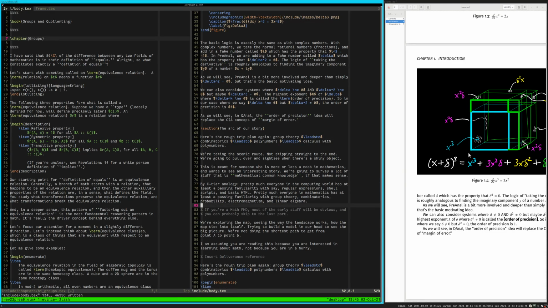We're exploring the map, seeing the way the landscape works, how the map ties into itself, trying to build a model in our head to see the big picture. We're not doing the shortest path to get from point A to point B. I'm assuming you're reading this because you're interested in learning about math, not because you are in a hurry. Here's the rough trip plan again: group theory, to combinatorics, to polynumbers, to calculus with polynumbers. Alright.